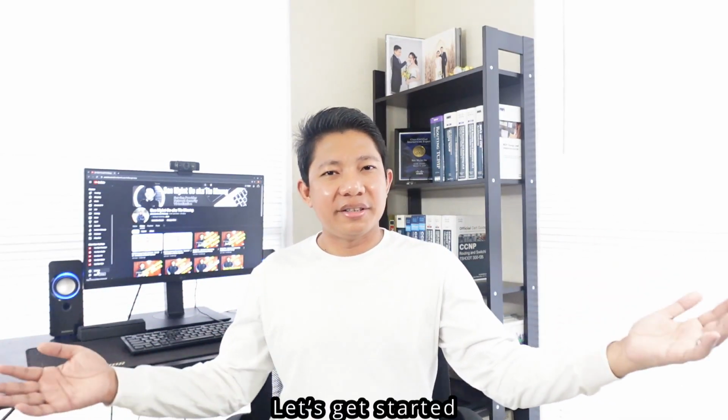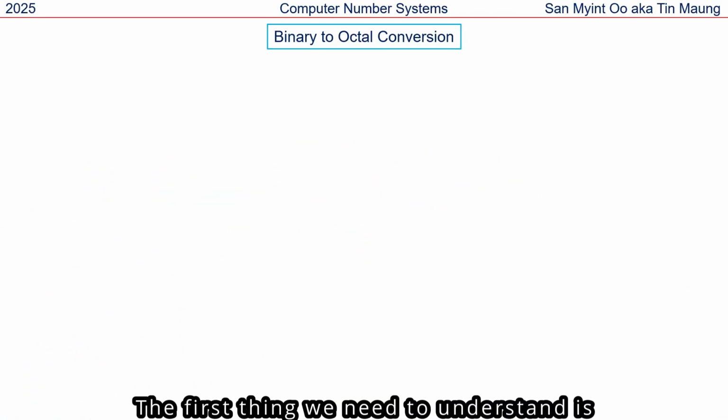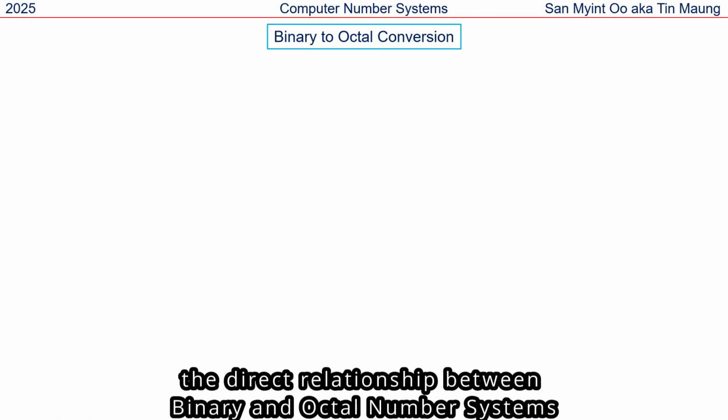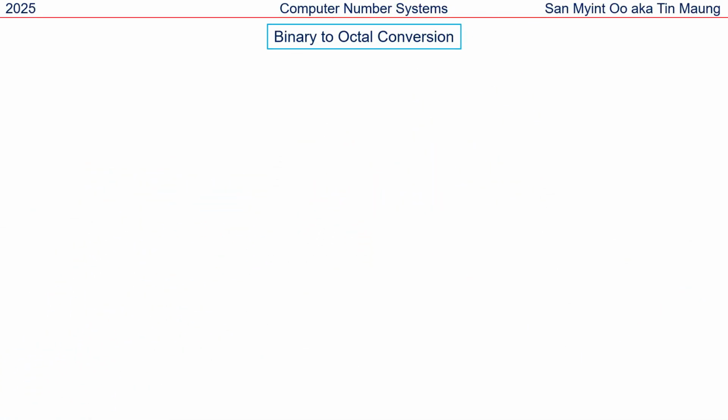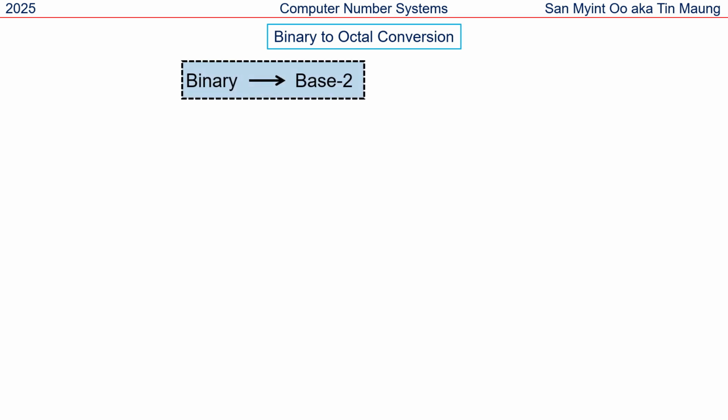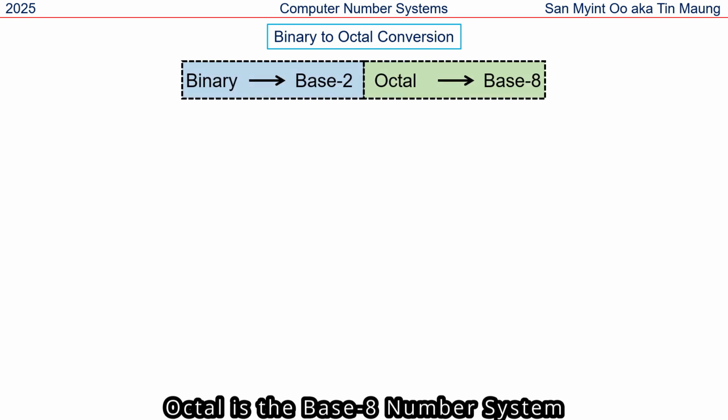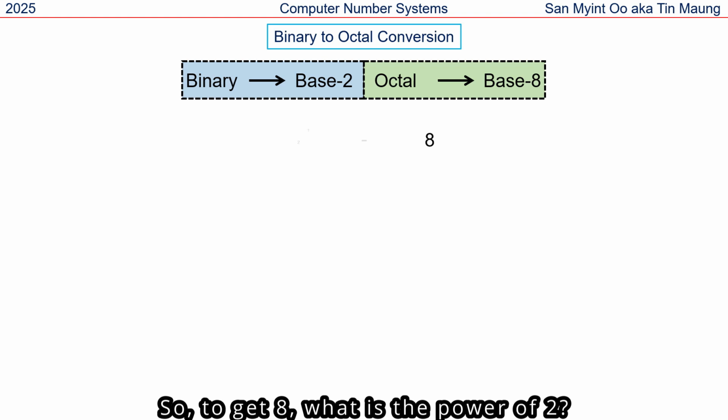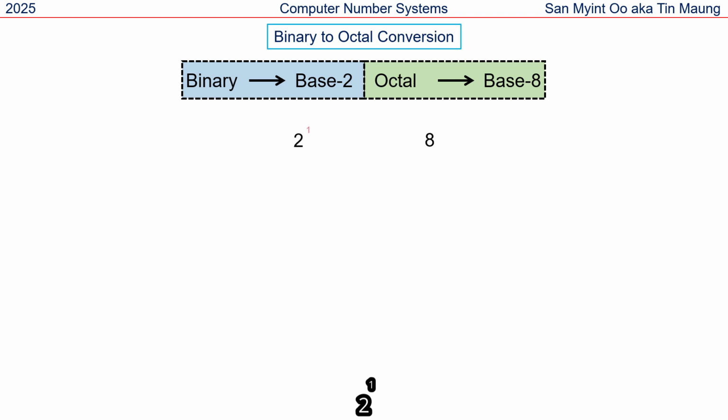Alright, let's get started. The first thing we need to understand is the direct relationship between the binary and octal number systems. Binary is the base 2 number system, octal is the base 8 number system. So to get 8, what's the power of 2? 2 power 1 is 2. That's not equal to 8. 2 power 2 is 4. That's also not equal to 8. 2 power 3 is 8. That's equal to 8.